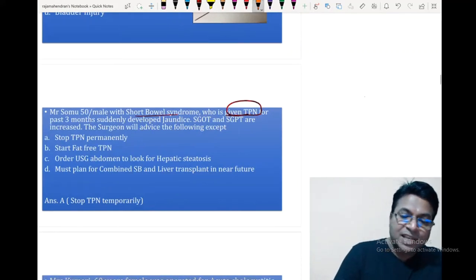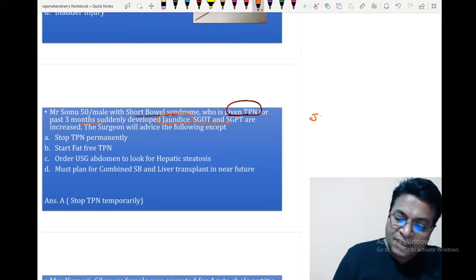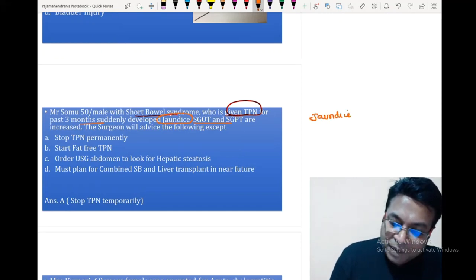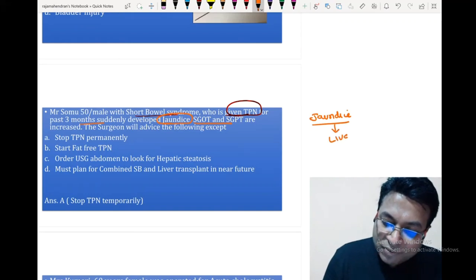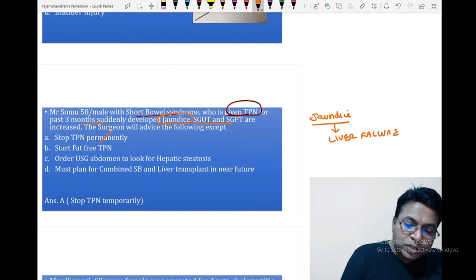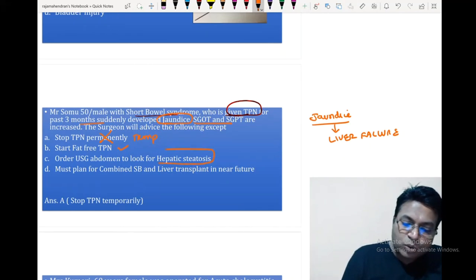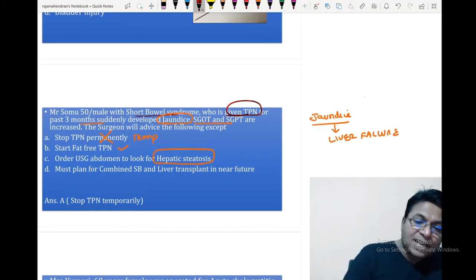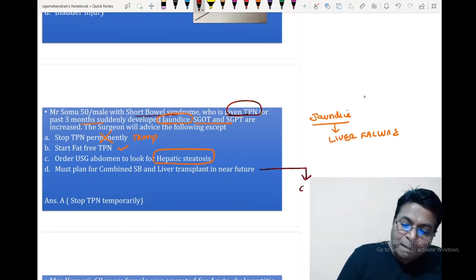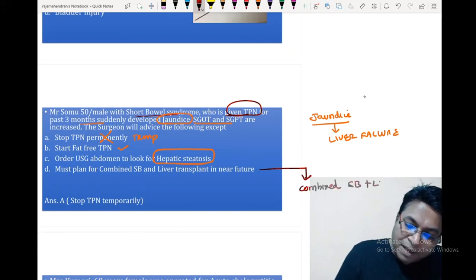For the past 3 months, he is on TPN. Suddenly he developed jaundice. SGOT, SGPT is elevated. It means the patient is going towards liver failure. So if a patient is going towards liver failure, I told you I have to stop the TPN temporarily and start fat-free TPN, and I should look for hepatic steatosis. And in such cases, a combined small bowel plus liver transplant will be planned very soon.